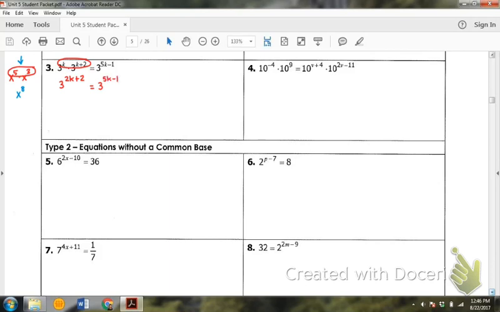Now you have a single base on each side, right? You only have one base on each side. And your bases are the same. Now what are you allowed to do, Taylor? Now you can cancel your bases out. And you get 2k plus 2 equals 5k minus 1. And we can solve that. Go ahead and solve it.